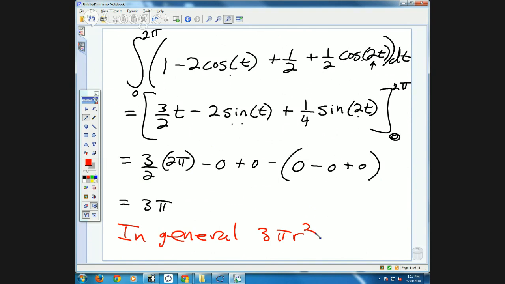Yeah. So check it out though. What's the area of a circle in general? Yeah, so the area of the cycloid generated by a circle is 3 times the area of the circle. That's cool. That is pretty cool, isn't it?